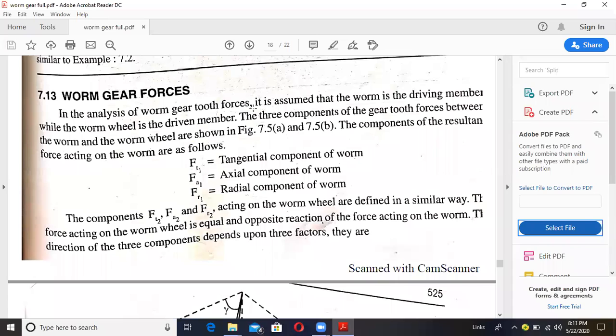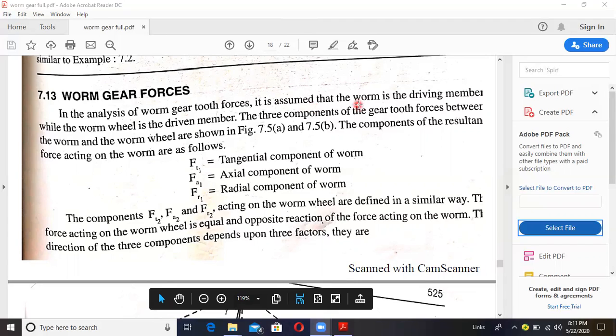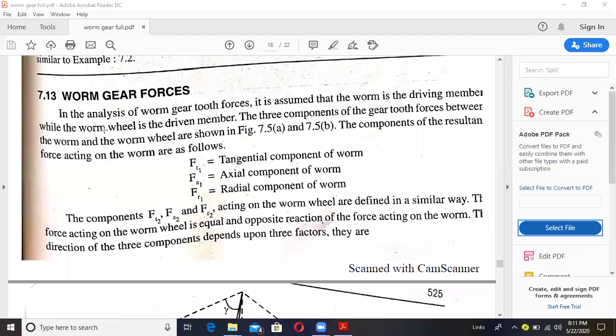One is the worm and another one is the worm gear or worm wheel. So always we assume that the worm is the driving member and the worm wheel is the driven member. See here, it is assumed that the worm is the driving member and the worm wheel is the driven member.